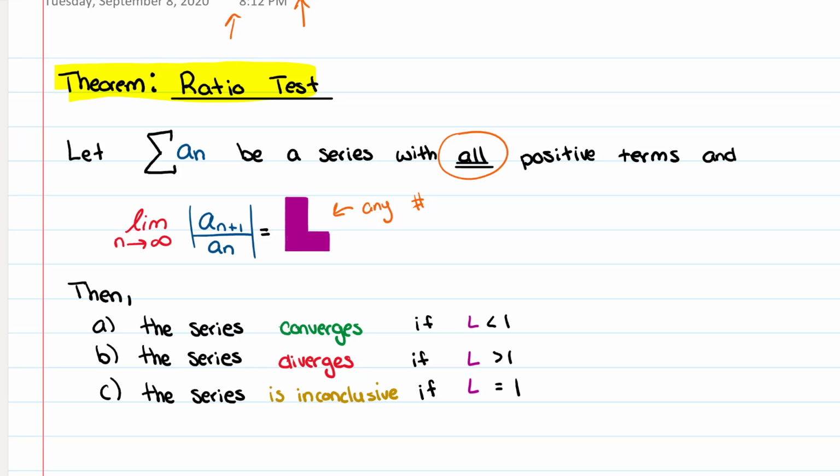So the series will converge if L is less than 1. It will diverge if L is greater than 1. However, it's inconclusive if L equals 1. So if you get L is less than 1, you're good. You know it converges. If you get it's greater than 1, cool. Now you know it diverges. If it's equal to 1, this is where you're out of luck and you have to use a different test. That's why normally this is my go-to test. If I want to show convergence or divergence, I will start with the ratio test, unless I can see right away that it's going to diverge and I can use something else, or I can use the direct comparison test very easily.